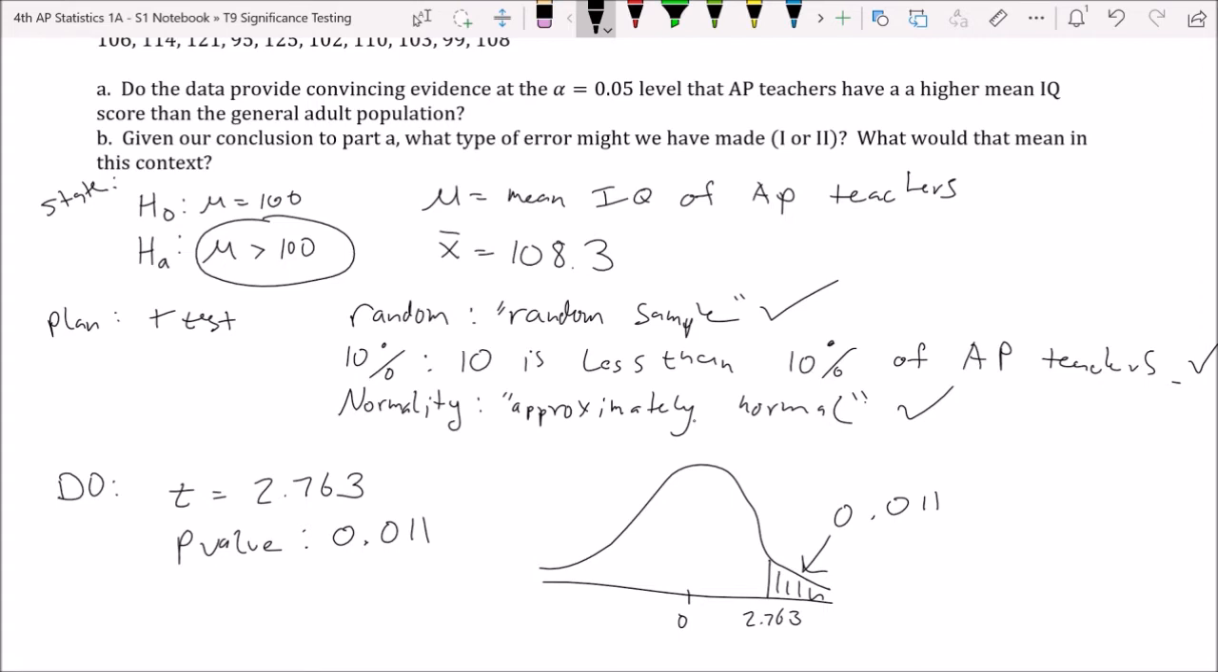By the way, on the AP exam, they're not actually scoring what word you write there. This is just a basic guideline to make sure that you give all the information that's needed for a rubric. So now we get to interpret this. So to do that, we're going to look at our p-value. Our p-value is right here.